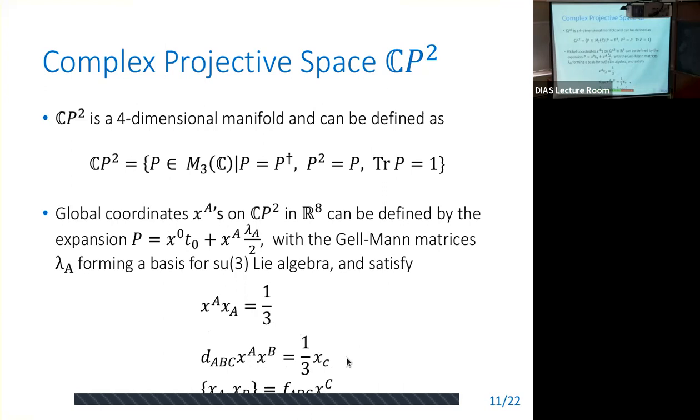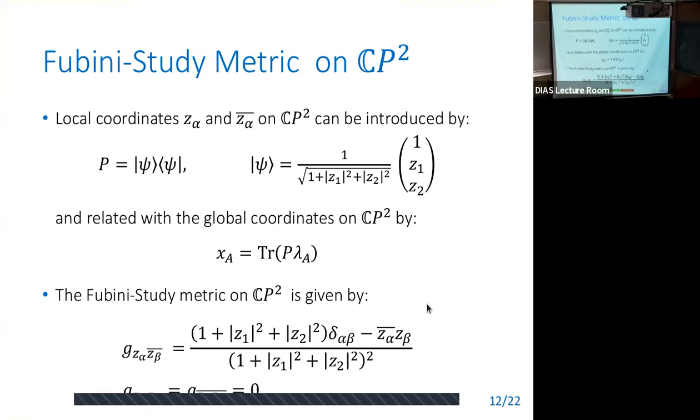Local coordinates Z alpha and Z alpha conjugate can also be defined in CP2, and these are introduced by expressing P in terms of the outer product of this normalized vector psi as shown. And these local coordinates on CP2 are related to the global coordinates by this relation. We just take the trace of the P matrix with one of the Gell-Mann matrices.